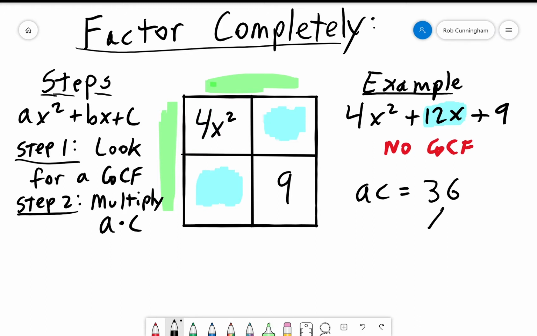And then we're going to do the same thing that we've been doing. We're going to take 36, and we're going to look for a factor pair that multiplies to make 36 and adds up to 12 so that we can fill in those two regions. Okay, what I'm seeing is 6 and 6. 6 times 6 is 36. 6 plus 6 is 12. So we are going to fill in our two regions with 6x and 6x.